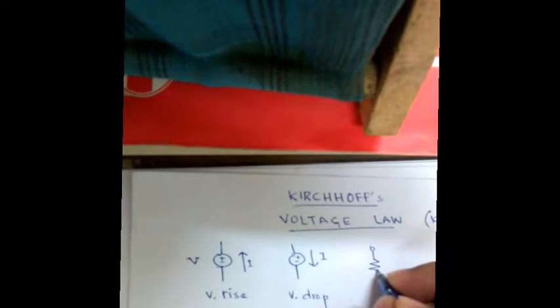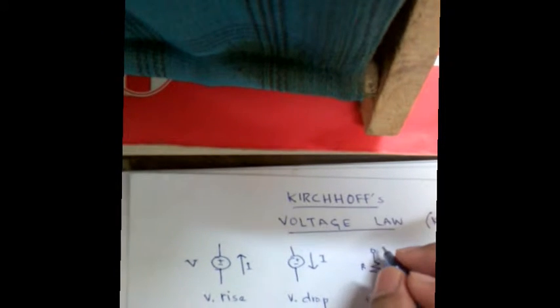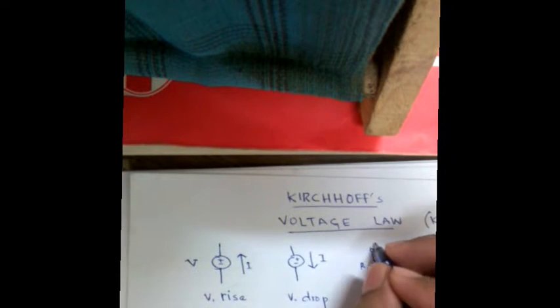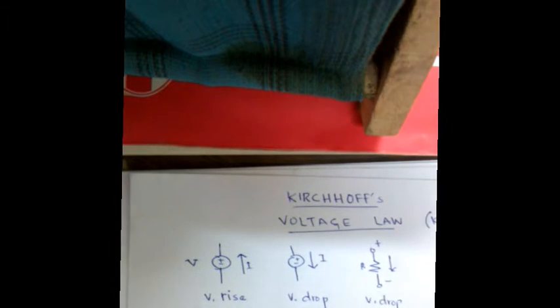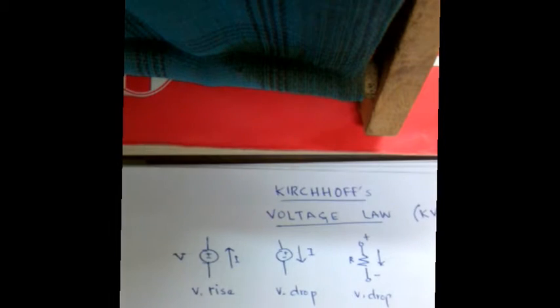Whereas in the resistors there will always be a voltage drop, and we know that the end through which the current enters is positive and the other end is negative.